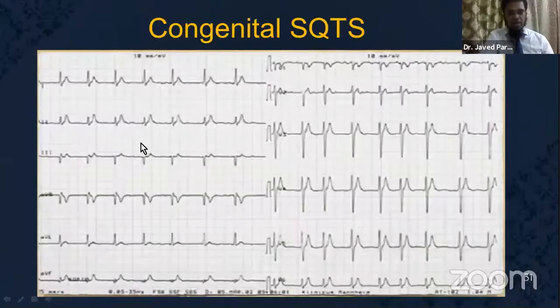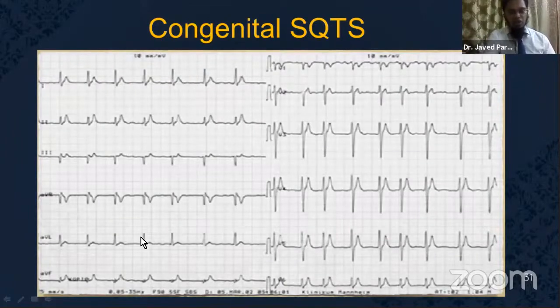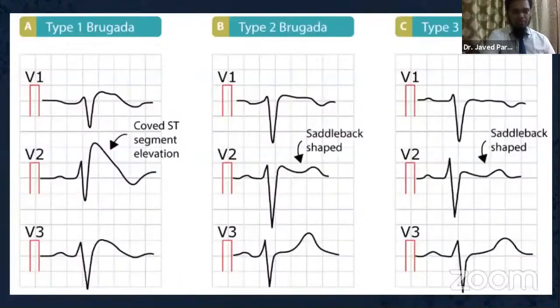Then similarly, if you have short QT syndrome, have a look at this ECG. The QT interval is very, very short here, less than 360 milliseconds. And if you have short QT and syncope, most commonly the diagnosis is congenital SQTS, and the arrhythmia seen here is polymorphic VT/VF.